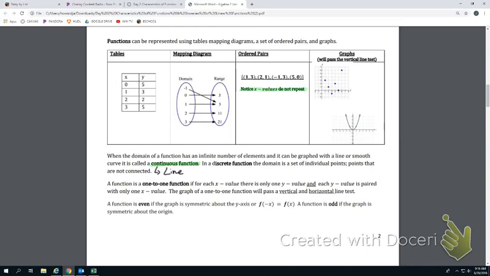98% of the stuff that we do in here this year is going to be continuous. Then you've got discrete. This is just a bunch of points, singular points. Okay, so those two graphs up here, that one would be discrete. This one would be an example of a continuous. It's an actual line, or it's just a bunch of points.